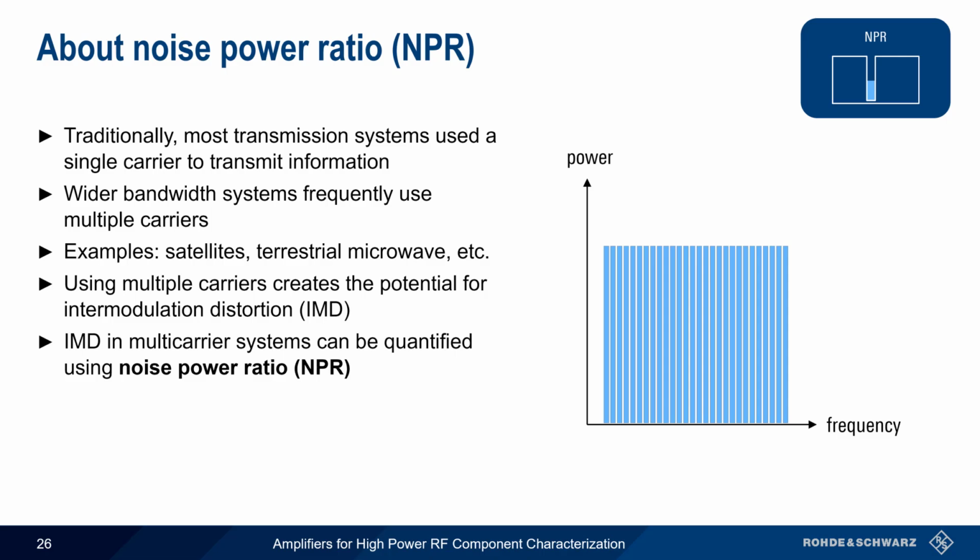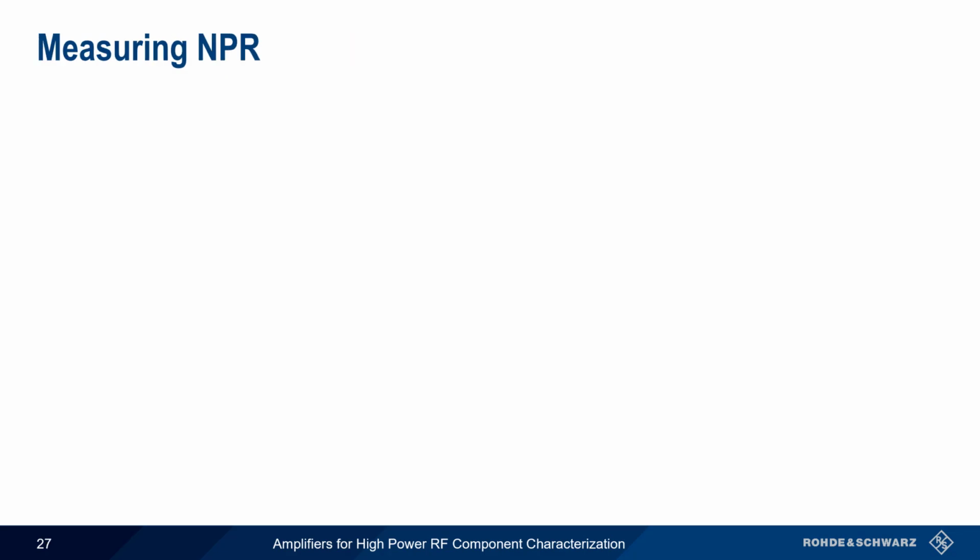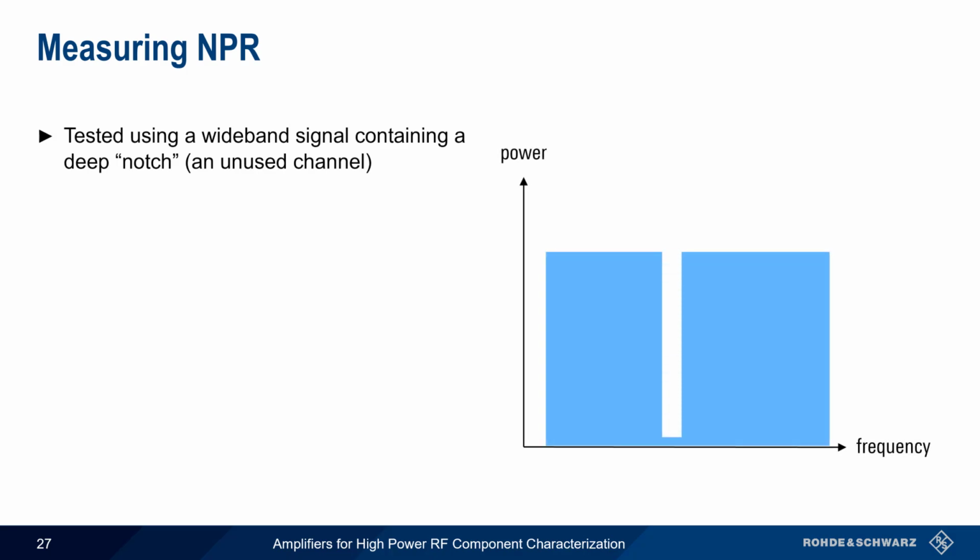Noise-power ratio, or NPR, is measured using a signal generator to create the input signal and a spectrum analyzer to analyze the output signal. Testing noise-power ratio requires a wideband signal that contains a deep notch, or unused channel. This notch signal is then input to the component under test.